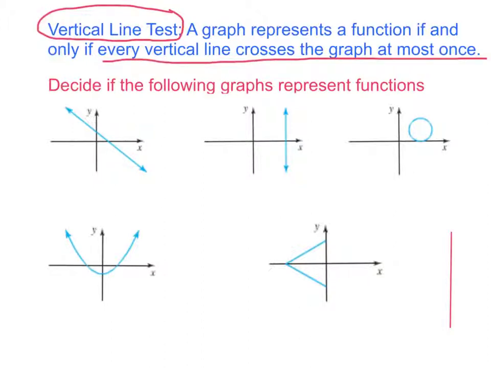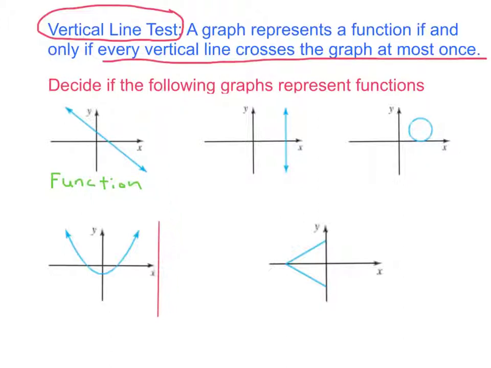So we have 5 different graphs shown here, and we're going to look at them one by one and decide whether or not they represent functions. And so I'll take this vertical line, and what I want to do is slide it back and forth. Will this vertical line ever cross the graph more than one time? The answer is no. The most this vertical line can ever cross the graph is one time, and therefore this is a function.